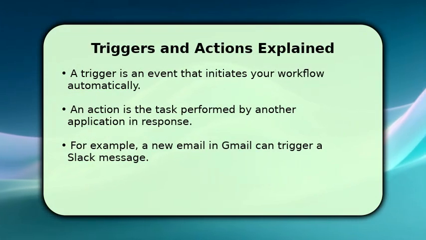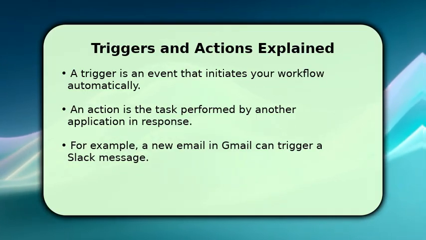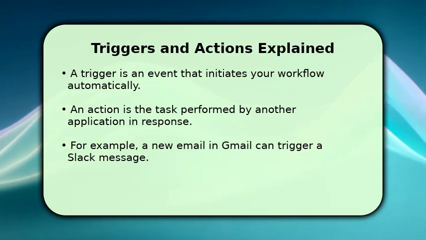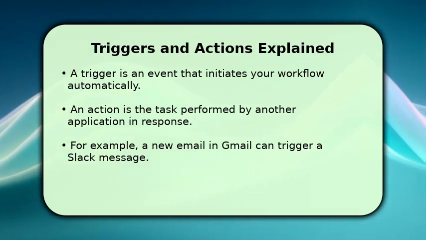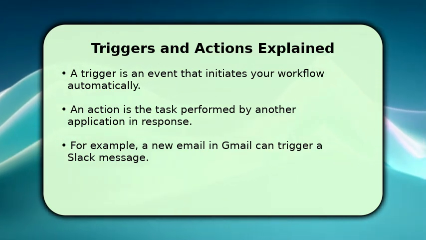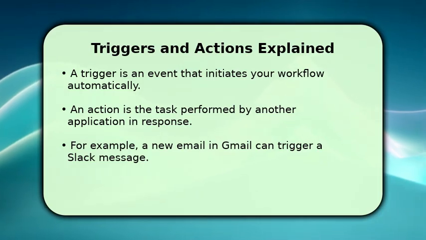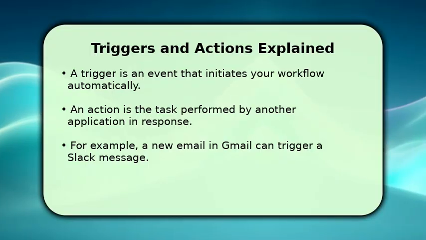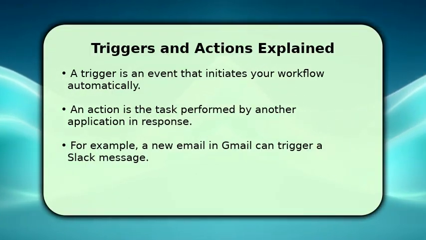Understanding triggers and actions is key to successful automation. A trigger is essentially an event that automatically kicks off your workflow, like receiving a new email. An action, on the other hand, is the specific task performed by another application in response to that trigger. For instance, a new email in Gmail could trigger sending a message in Slack. You can even add multiple actions and decision points to one flow.